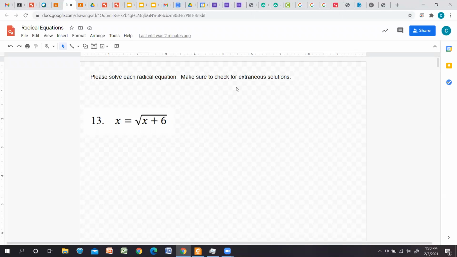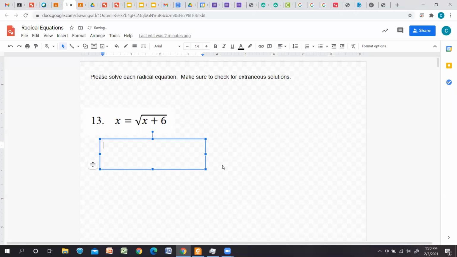All right, so I'm going to solve this first one right here, just going through the steps of how to solve these. So I look at the equation x equals square root of x plus 6, and see that the square root is already isolated on the right side. So I'm going to write that out, and then I am going to square both sides, right?